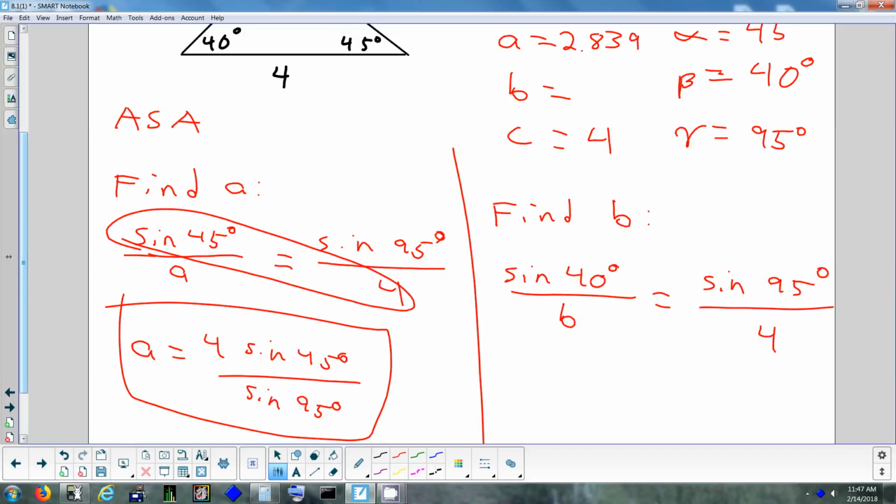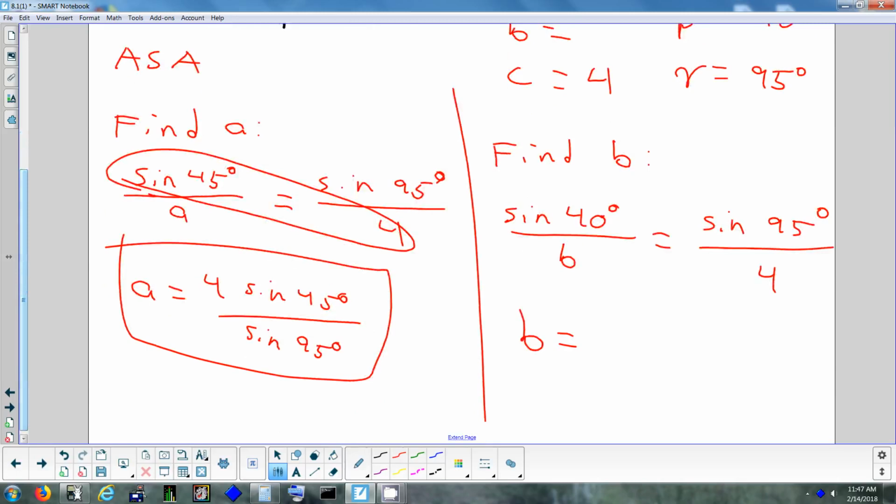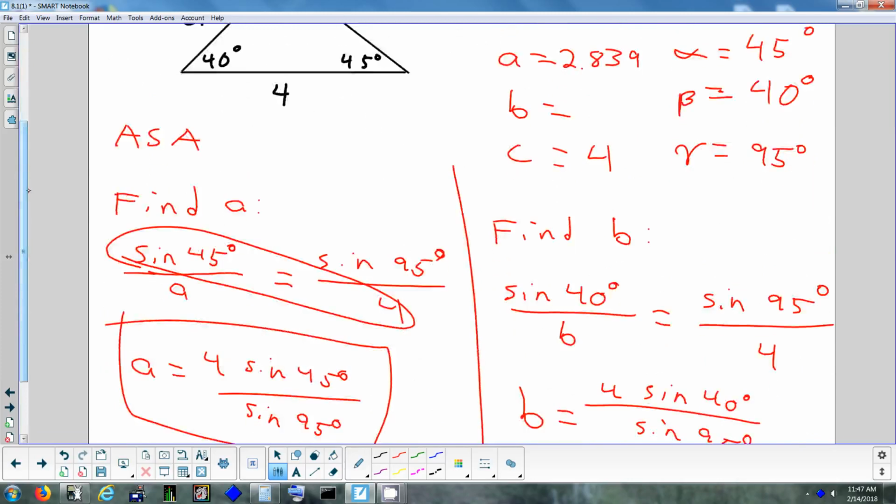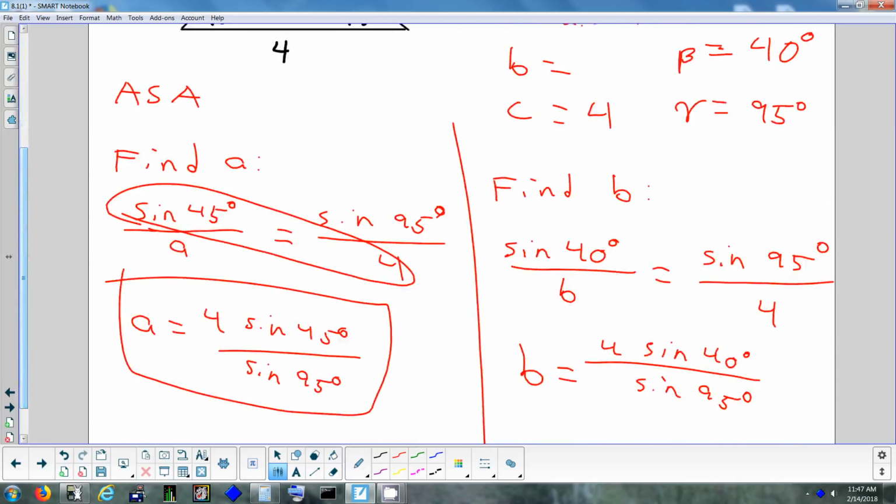The 95 is something you calculated, but you have no choice. You have to use it. And it's better to use things that aren't decimals than things that are. All right, so get B by itself. And we're going to have 4 sine 40 divided by sine 95. And I know it's less than 2.8. Does anybody have what it comes out to?